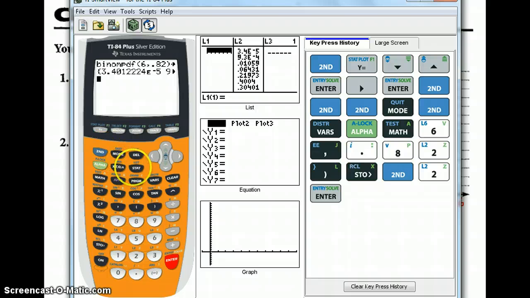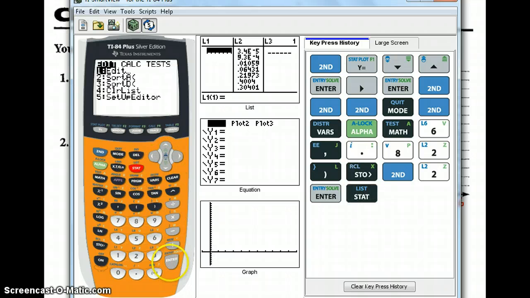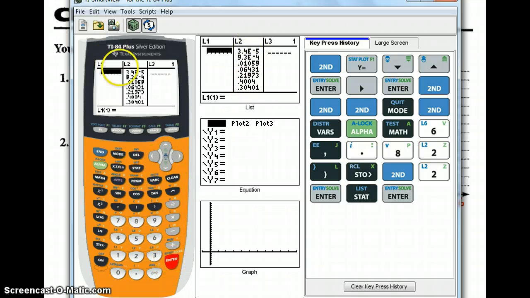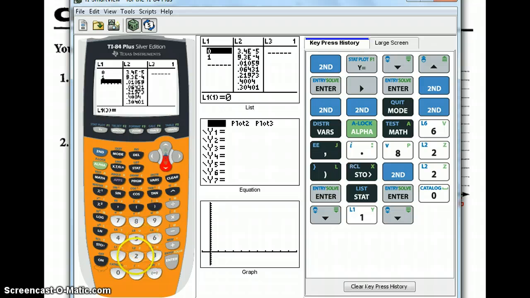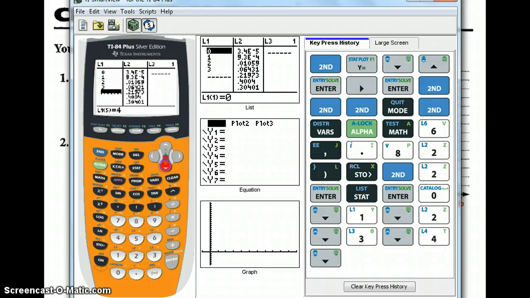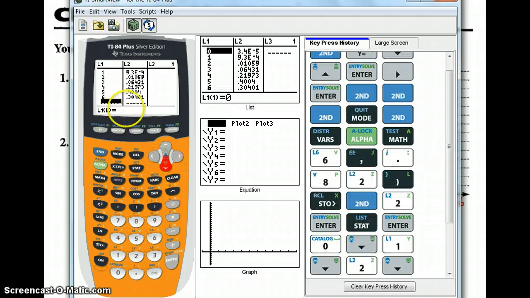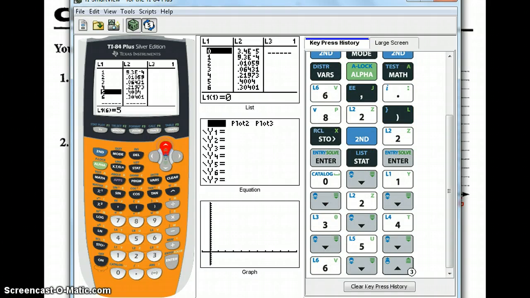Now, if I want to actually see that list, I could scroll through it, or since I saved it as L2, I could go look at it here. Oh, here it is. And here's my list. I could copy these heights down as the height of my list. Or I could label this 0. This is the whole reason we kept L1 open the whole time. This is my X column. And that should be the end of the list, right? Nothing below that. Good. So 6 successes is about 30%.